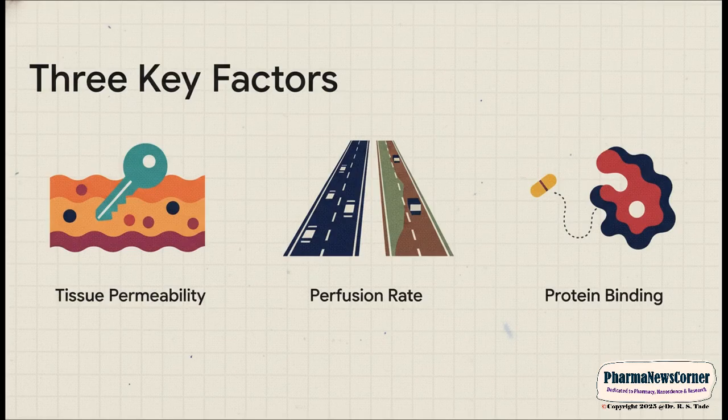First up, tissue permeability. Does the drug have the right passport to get through the door? Second, perfusion rate. Is it cruising on a super highway with tons of blood flow, or is it stuck on a slow country road? And number 3, and this is a big one for your exams, protein binding. Is the drug actually free to do its job, or is it tied up and basically inactive?